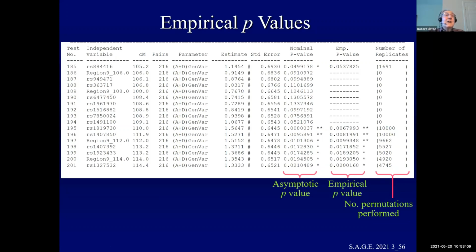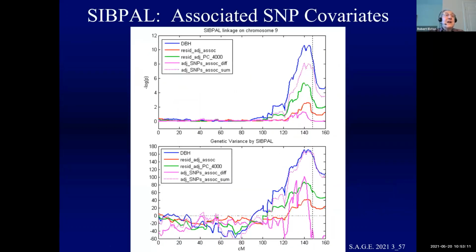Okay. And then you can get this picture here, which has different covariates. This is an interesting picture. I'm not going to go into the detail, but this is the kind of thing you can plot and show for different options on chromosome 9.